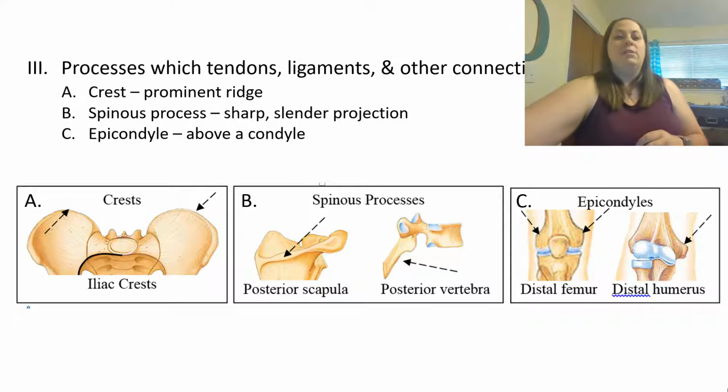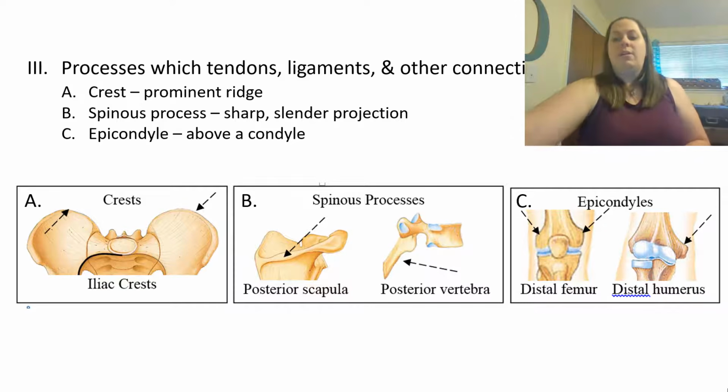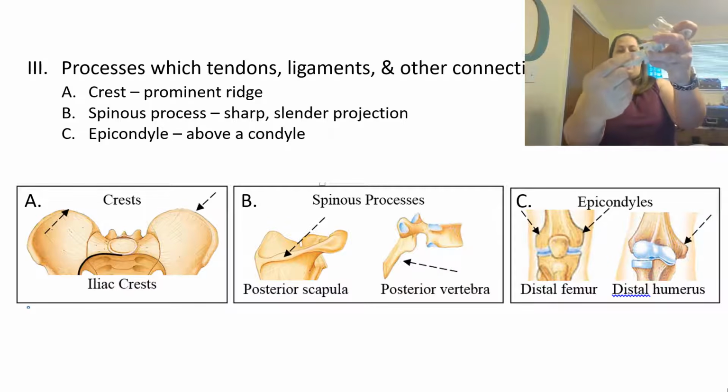We also see some bones have what we call a spinous process. These are more of a sharp, slender projection, and you can see that right here on the scapula. Okay, so this sharp, more slender projection is a spinous process. Also on the vertebrae, we see that there can also be spinous processes. You can see them right here. Okay, they're projections off of the ends of the vertebrae.